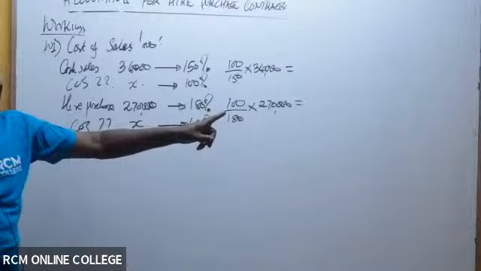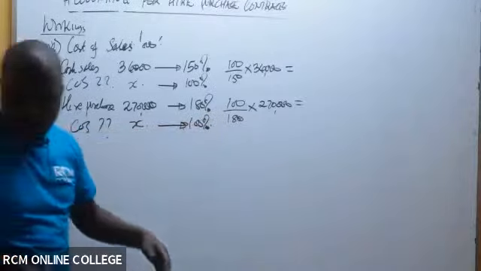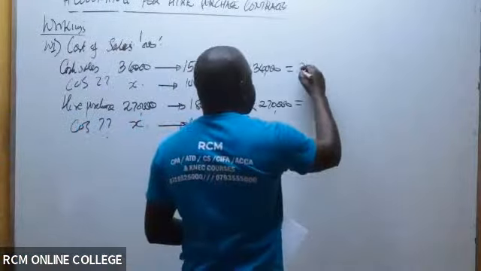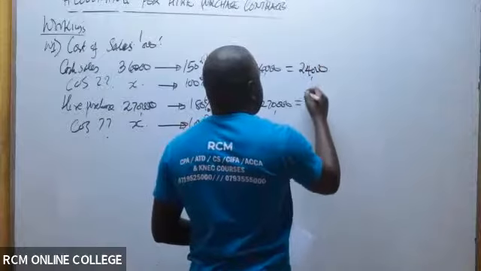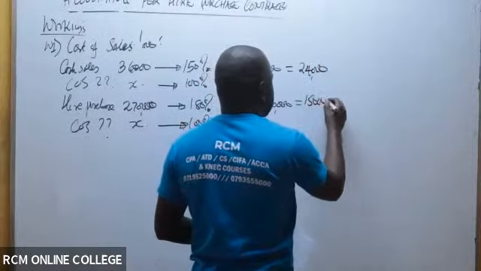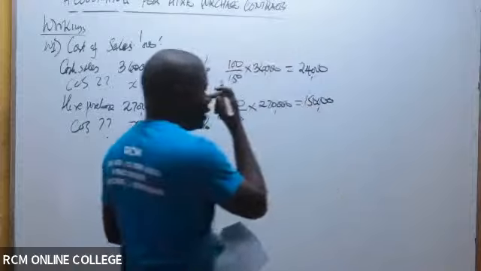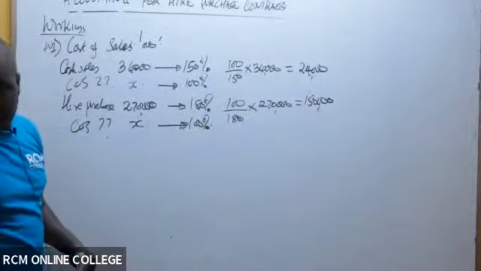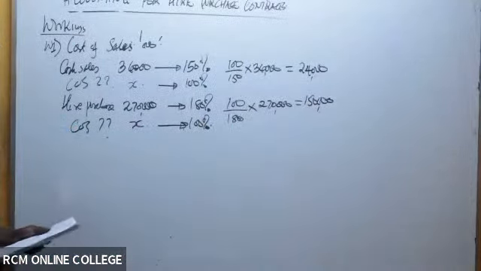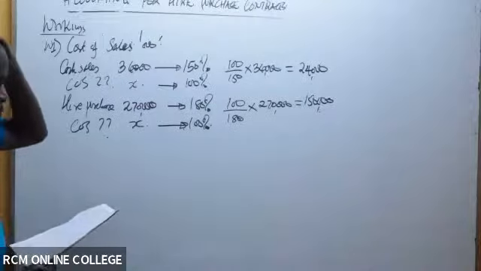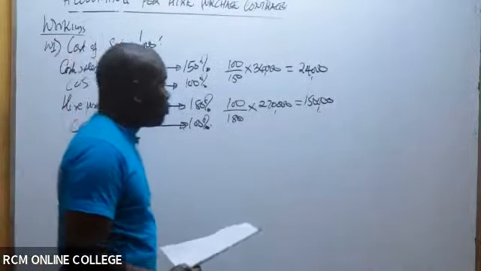So what we are looking for is the 100%, which is the cost of sales, which you don't know. For this one, I can see my friend says 24 million. So this one is 24 million. This one is 150 million. Hope the figures are correct. Francisca has given us the figures. That one is actually 150 million. So we've already gotten the cost of sales.